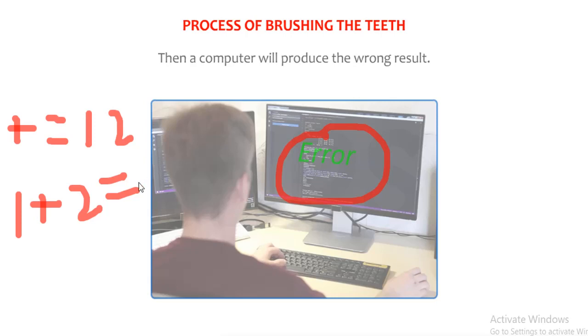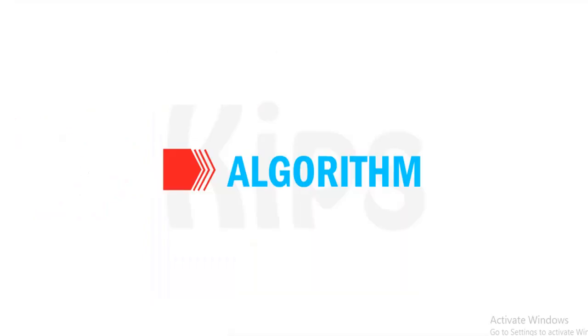So there is an order. If you write it wrongly, then you will get the wrong output. You may get an output, you may not get an output. If you get an output, it may be wrong.